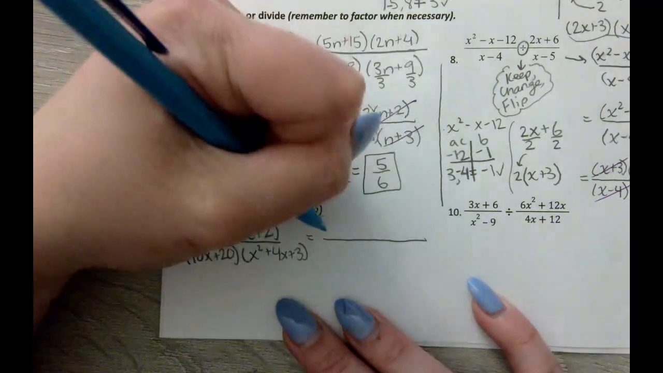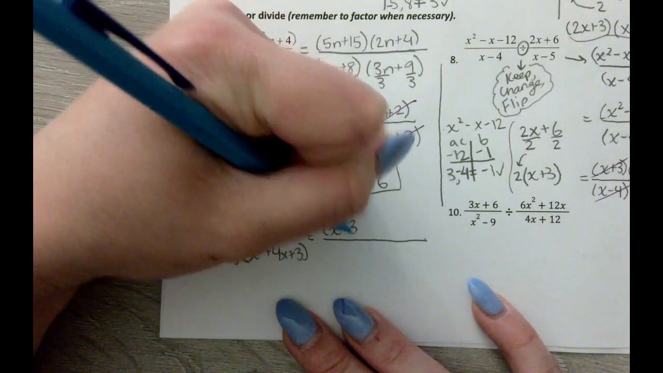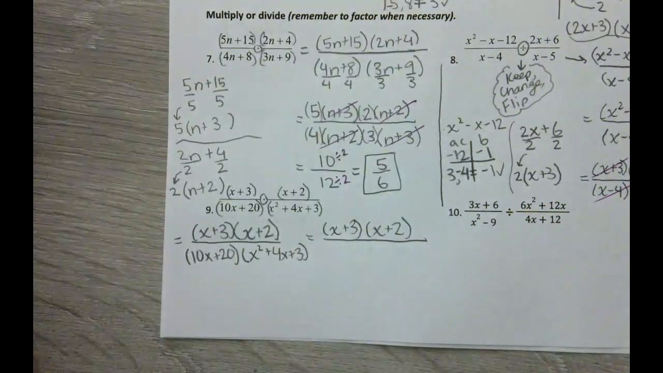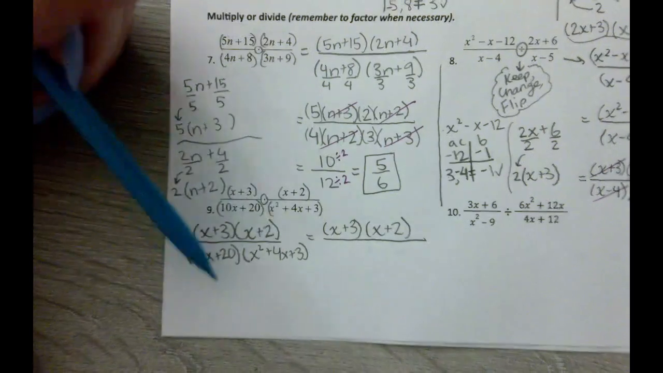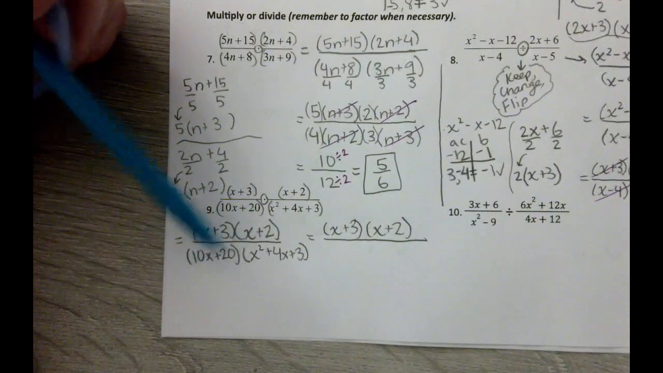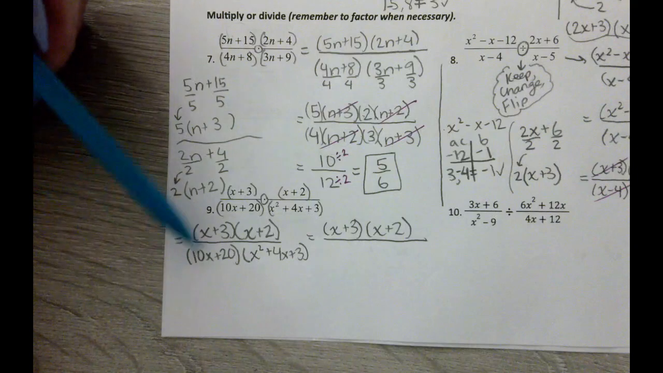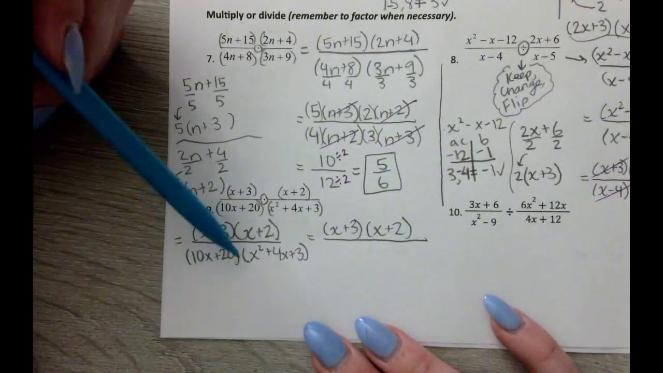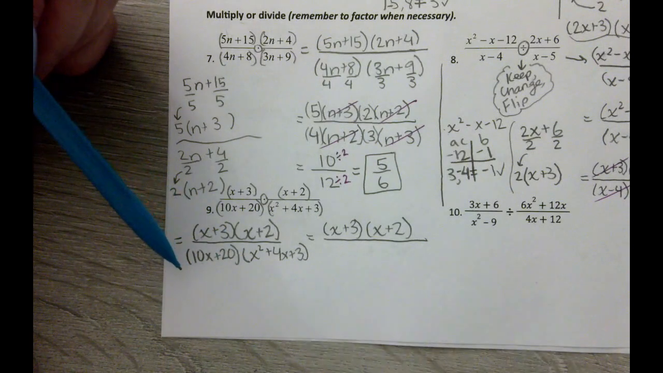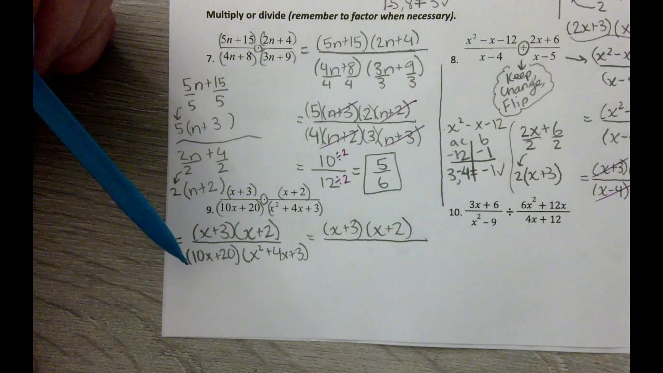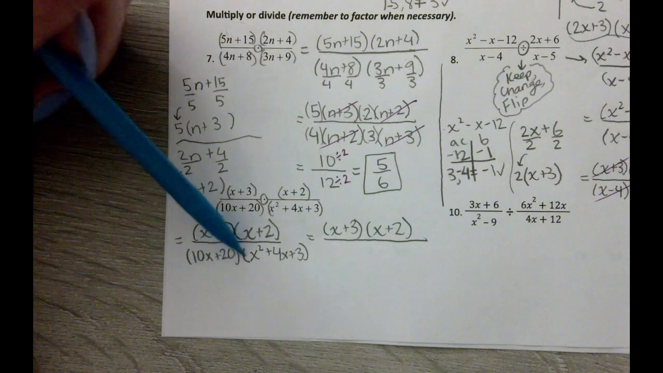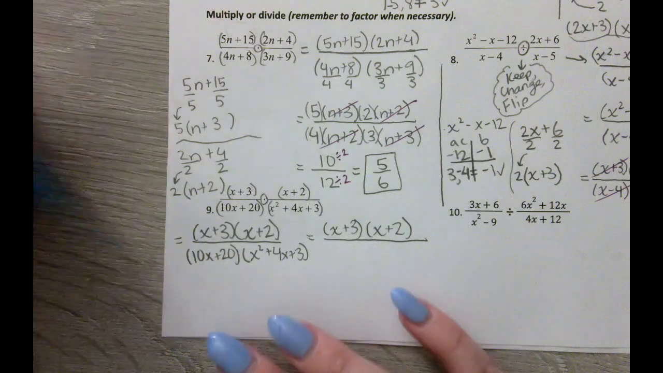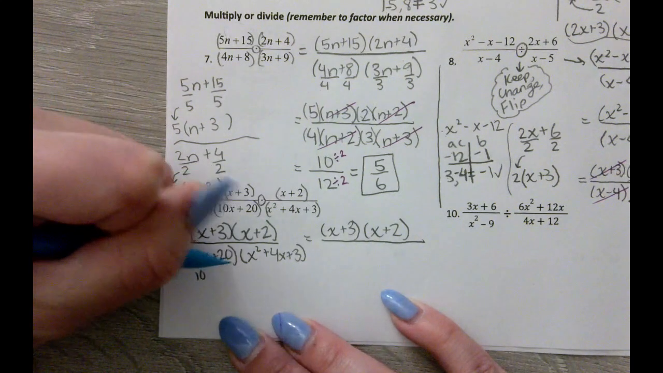Factoring. The top, we can't do anything, so just bring it over. X plus 3 times x plus 2. On the bottom, we can factor. 10x and 20. Again, look for those similarities. This is not a trinomial, so we know we're not going to use an ACB chart. These both can definitely be divided by 2 for sure, but again, we're looking for the greatest common factor. They both end in 0, so 10, and that's the biggest number I can divide by. 10 has to be the GCF here.